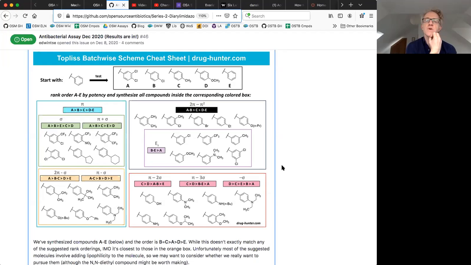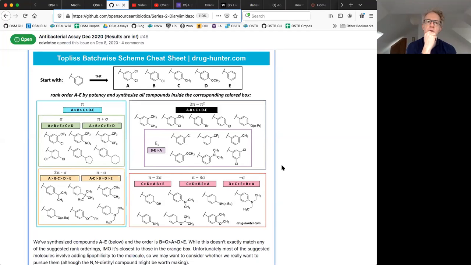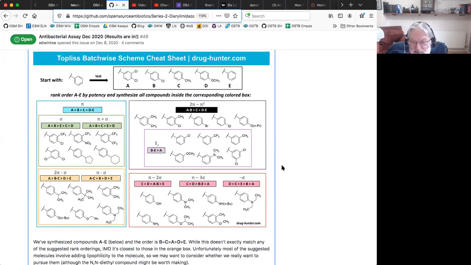Yeah. I think we were talking about N-dimethyl. I think the diethyl, which is in that orange box, might be something that we would want to go for. Yeah. But again, that's not going to be polar, is it? No, not really. It's an aniline to start with, and then two alkyl groups on it.